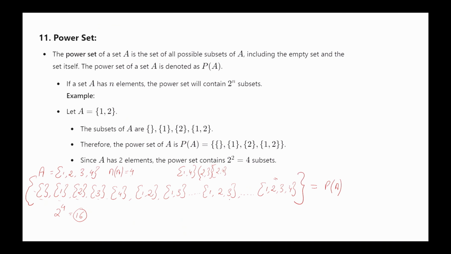Now talking about power set again, the set of all the subsets is known as my power set. So what would be my number of elements in a power set? It would be 2 to the power m simply, where m is the number of elements in A. So keep this thing in mind.